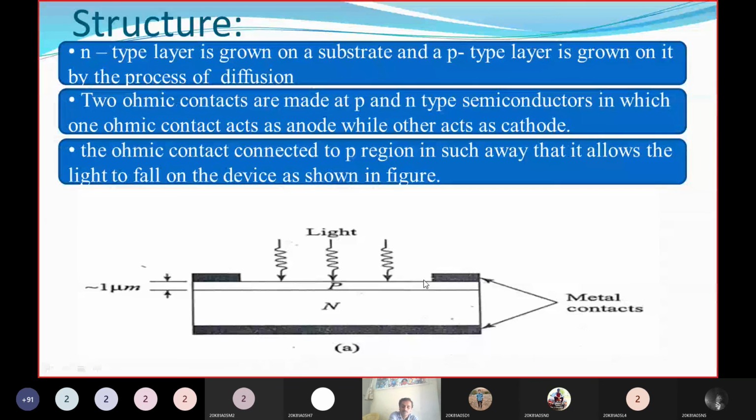In between there will be some gap. Why that gap? For the photons to be incident on the device, there should be some gap. That's why metal contacts will be connected only at the edges of the P region. And we have to consider one more thing: the width of the P region is very small. Now, working of the photodiode.